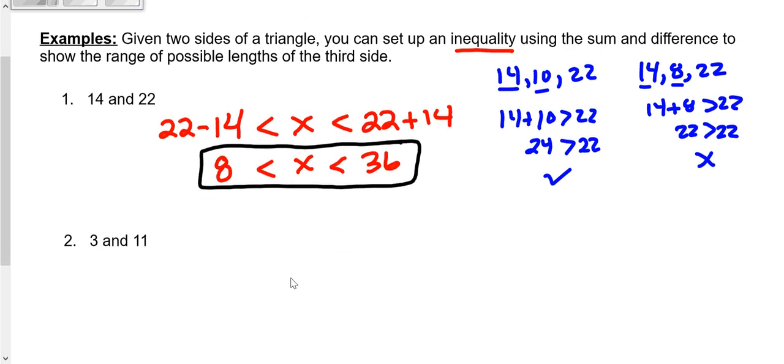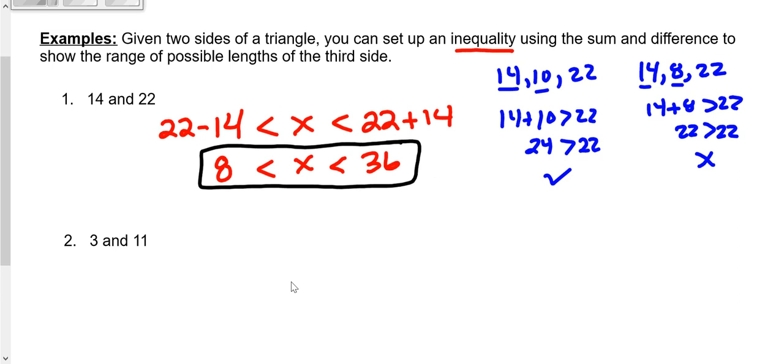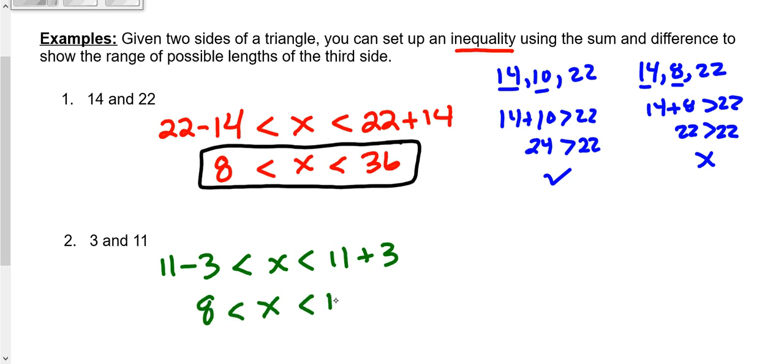So let's go to example 2, which is 3 and 11. We're going to write out our inequality so that when we solve it, it's already in its final form. You always subtract first: the larger number subtract the smaller number, less than x, or any other variable you want to choose, less than 11 plus 3. So that's going to be 8 less than x less than 14. That's our final answer, the inequality itself.